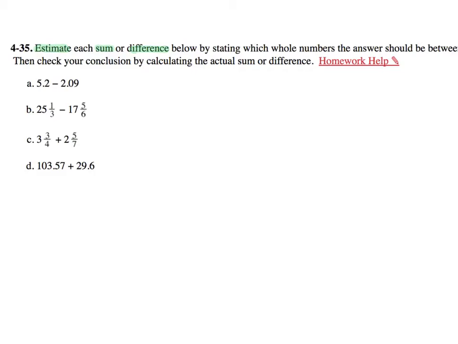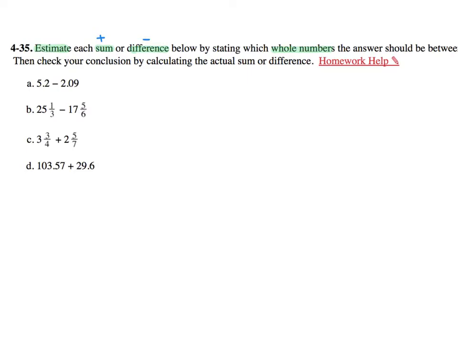So sum means the result of addition. Difference means the result of subtraction. And then we need to be stating between what whole numbers. Whole numbers are the 0 and the 1, the 2s, the 3s, and on. So the counting numbers and including the 0. And then they do want us to actually check our conclusion.